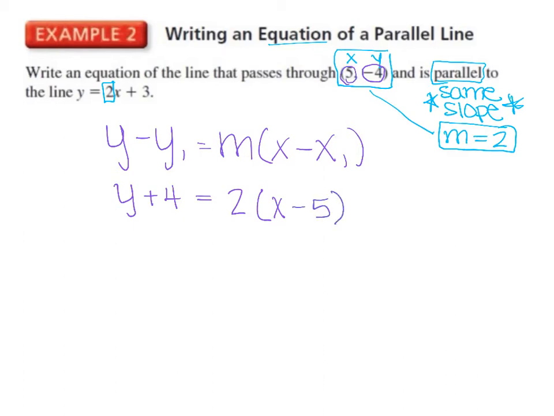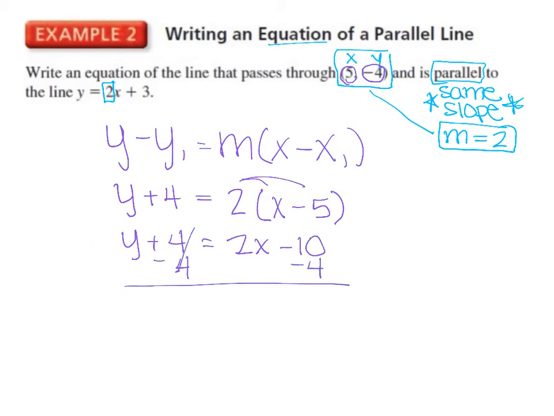Right? And when we write equations of lines, if it doesn't tell us what form to write it in, we want to write it in slope-intercept form. So I always want to distribute. So I get 2x minus 10, and then subtract 4 from both sides to get y by itself, and we end up with y equals 2x minus 14.